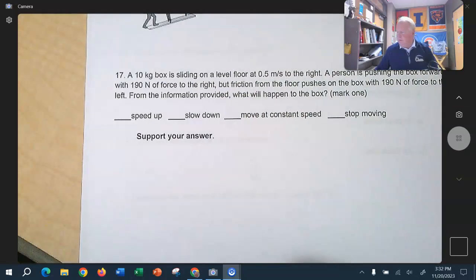All right, the next question talks about a box sliding on a level floor.